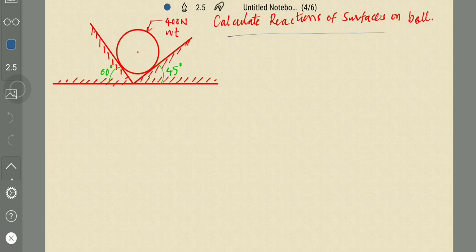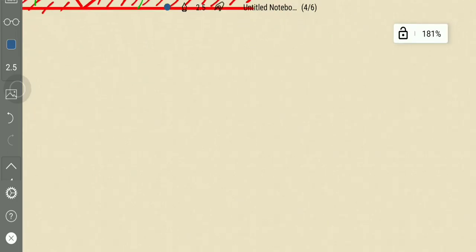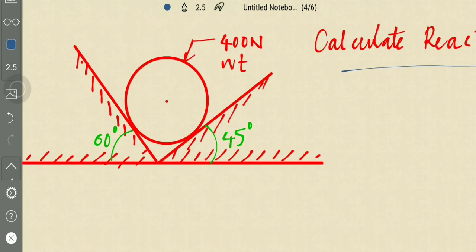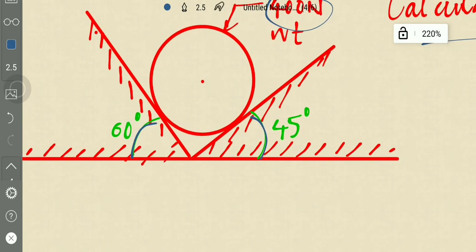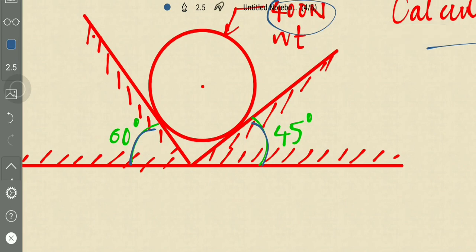Calculate the reactions of surfaces on the ball. There is a ball which is lying on the two walls, and the weight of the ball is 400 newtons. This angle is 60 degrees and this is 45 degrees. The reaction always acts perpendicular to the surface. This is a reaction, and this is another reaction by the surfaces. So these are the reactions.